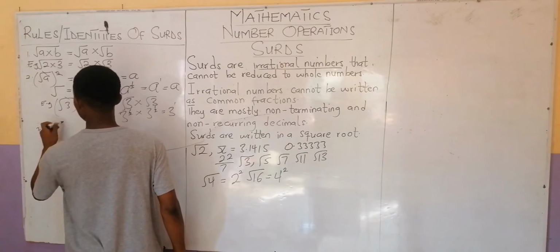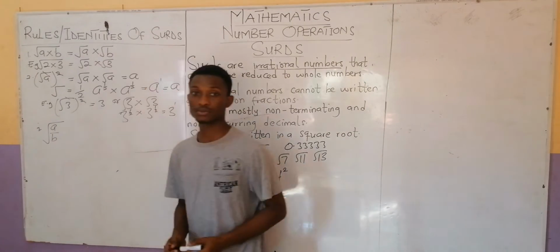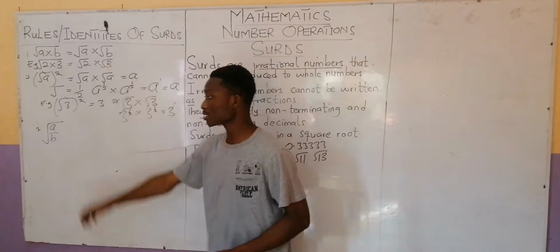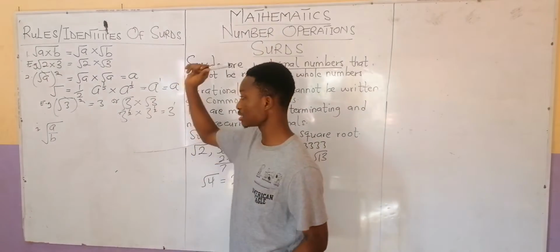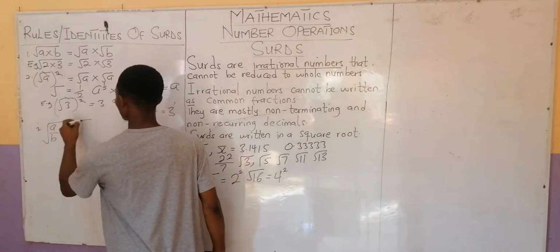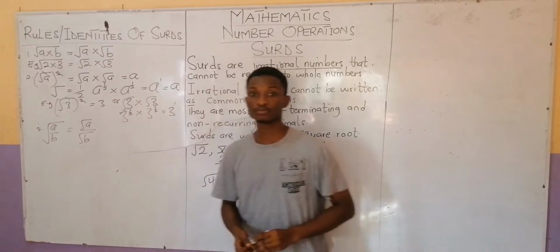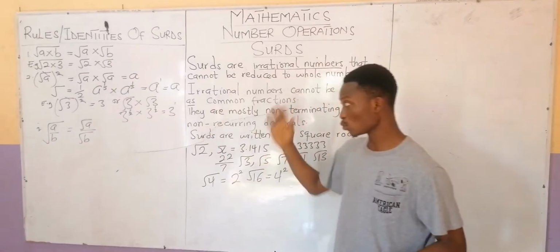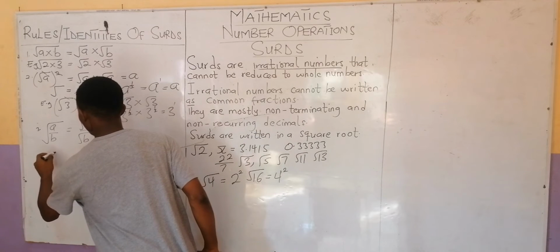Next, I have a big root of A over B. So here is a division. The first one was a product; here is a quotient, a division. Root of A over B. I can also write it independently like the first one. So I'm going to have root of A over root of B. Yes, root of A over root of B. Now, that is one identity or property.